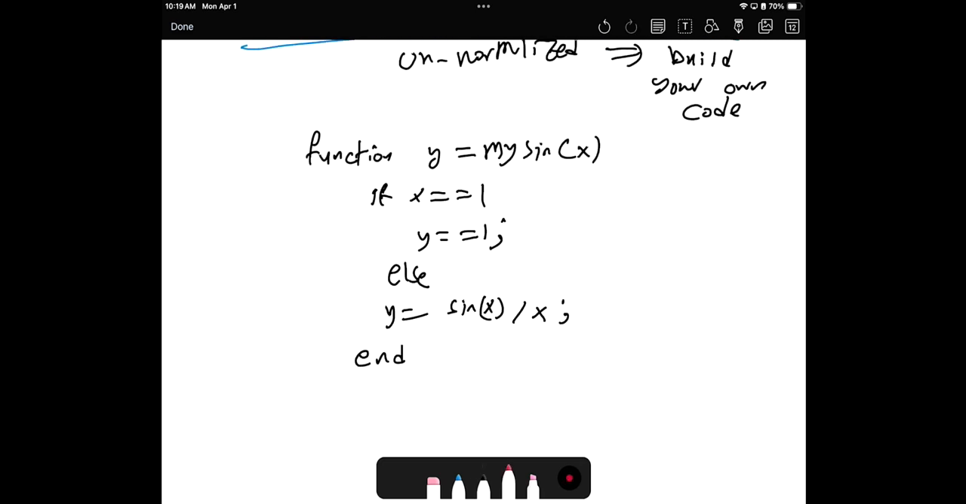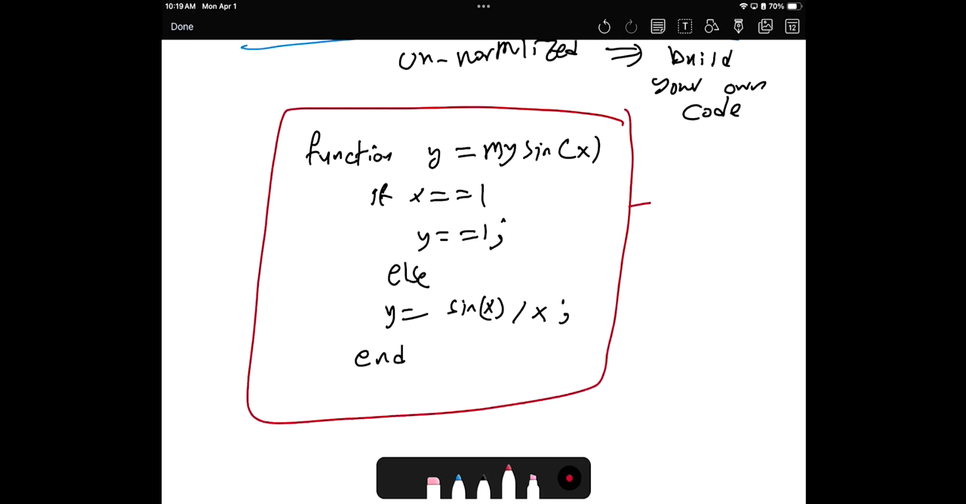So you will store this in an M file, and call that M file by the name my sinc. Okay? You can either store it in an M file or include it in the code. I encourage you to store it in an M file. That's how we build my own sinc. Then you can say my sinc.